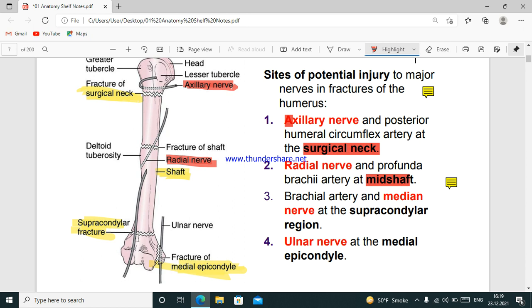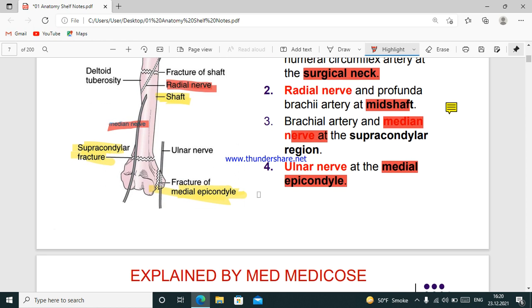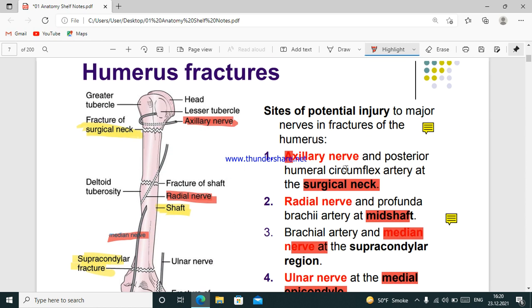If there is a fracture in the supracondylar region, there may be damage to the median nerve, because the median nerve passes through here. We can say it is the median nerve which passes through the supracondylar region. And the other one, if there is a fracture to the medial epicondyle, there may be injury to the ulnar nerve. So we will go for the ulnar nerve.